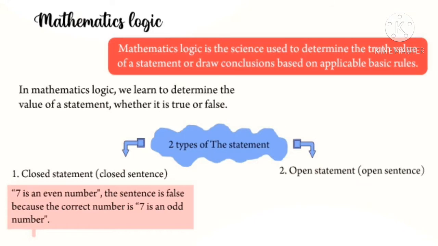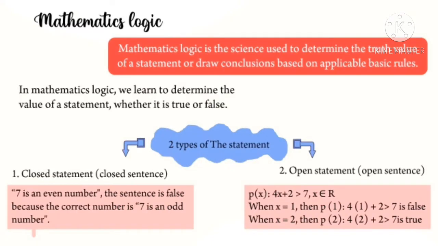2. Open statement. An open statement or an open sentence is a statement whose truth value cannot be determined because of a change or variable. Example, P(x) is 4x plus 2 greater than 7, where x is an element of R. When x equals 1, then P(1) is 4 multiplied by 1 plus 2 greater than 7, which is false. When x equals 2, then P(2) is 4 multiplied by 2 plus 2 greater than 7, which is true.